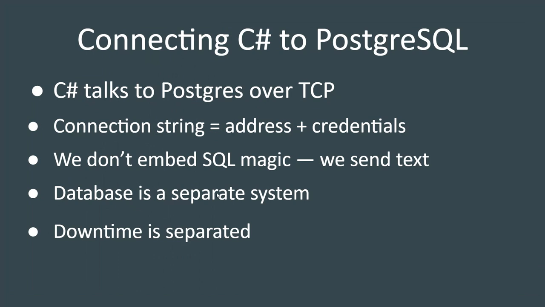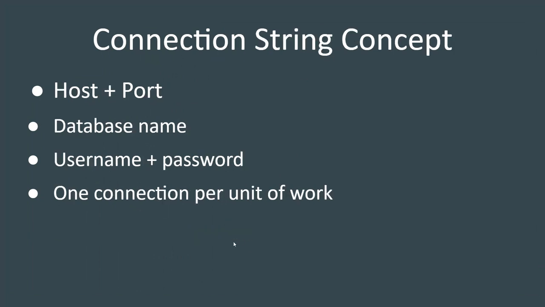And because the database is a separate system, your database can go down and your app can still be running, and vice versa. Your app could crash and your database could still be up and fine. So downtime between them is separated. So you're going to see a connection string.